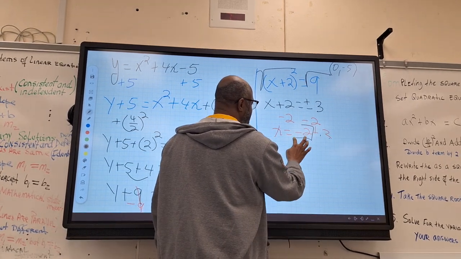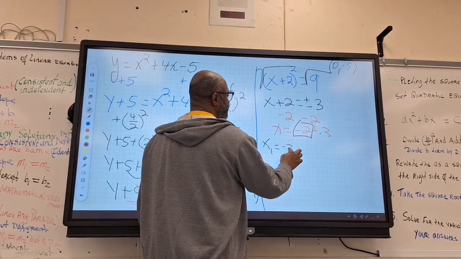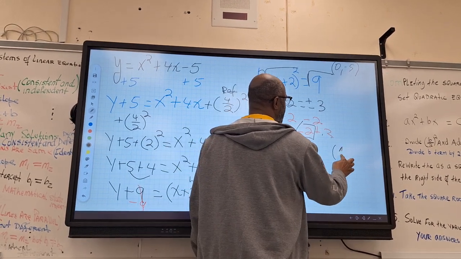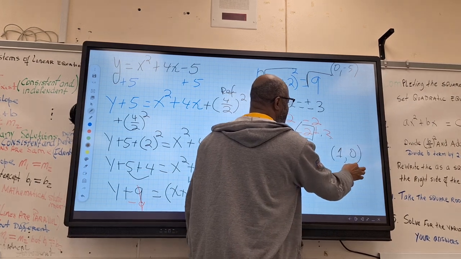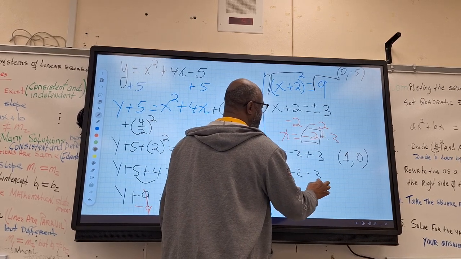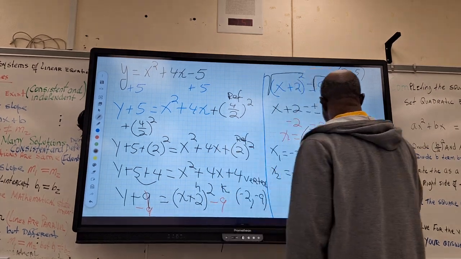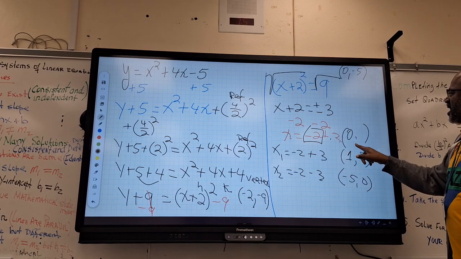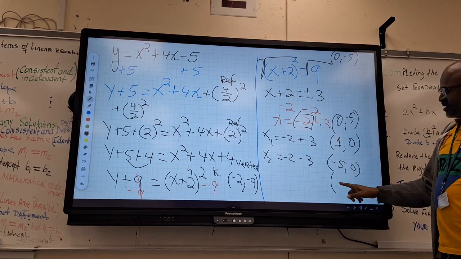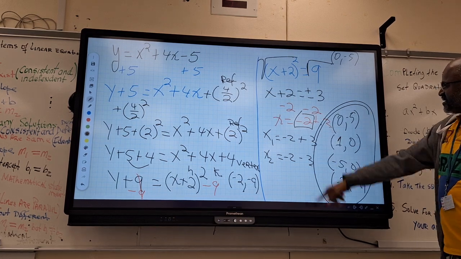Right, this is my axis of symmetry, which is that one. Then my first x-intercept is -2 plus 3, which is (1, 0). That's one x-intercept. The other one is -2 minus 3, which gives me (-5, 0). And my y-intercept was (0, -5). My vertex is (-2, -9). Those are the 4 points that I need to graph.